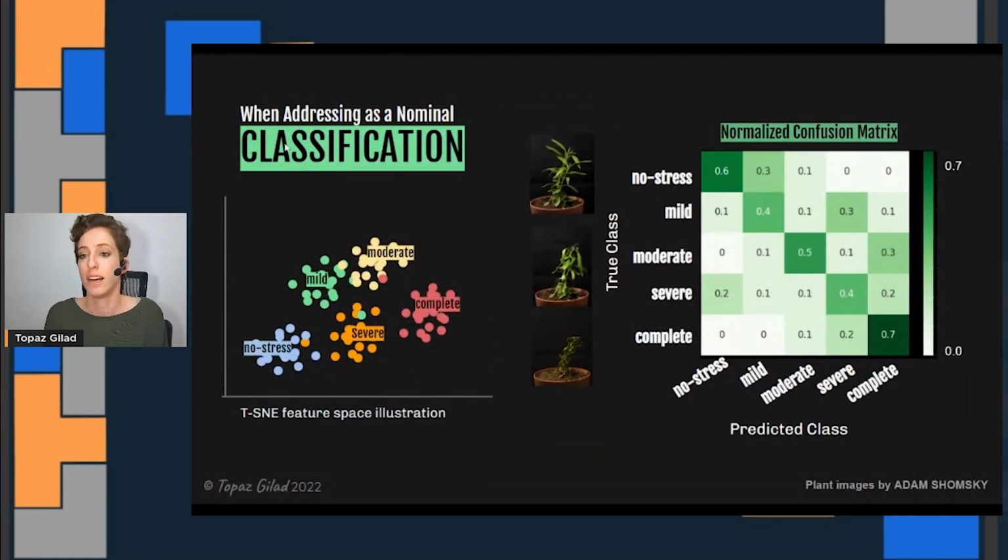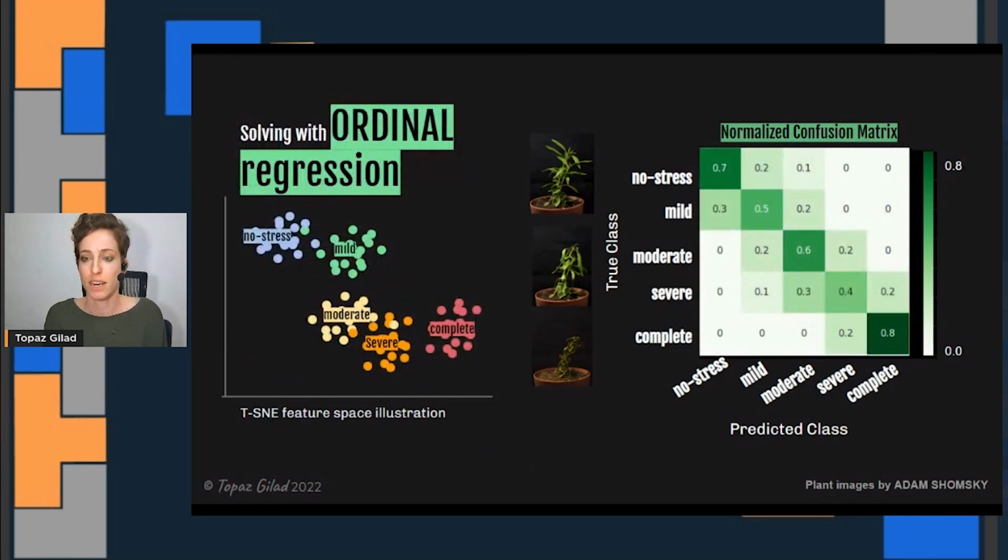Let's revisit the same classification problem. Earlier, we used that as a nominal classification. We got those far away from diagonal values and suboptimal cluster order in the feature space. Now, when we use ordinal regression, we may get a confusion matrix with values being much closer to the main diagonal.